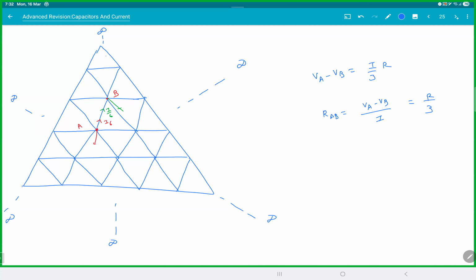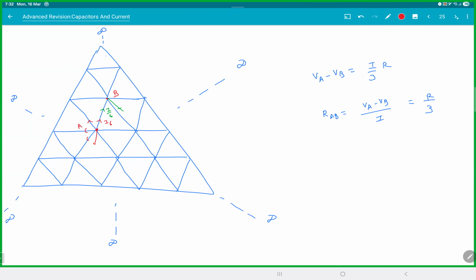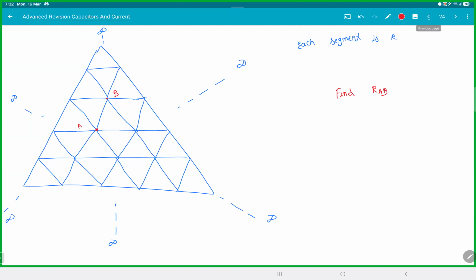So when you send current I, it'll go I by 6 in all directions, isn't it? Because there are 6 branches here: I by 6, I by 6, I by 6, I by 6, I by 6. Similarly, when you pull current from B, you'll get again I by 6. So in the branch AB, you'll get I by 3. Okay with this? That was an easy one.